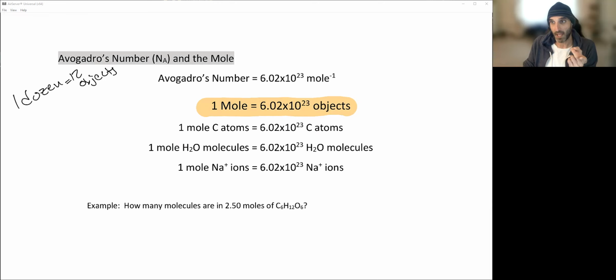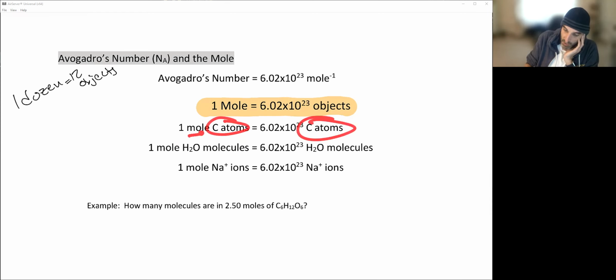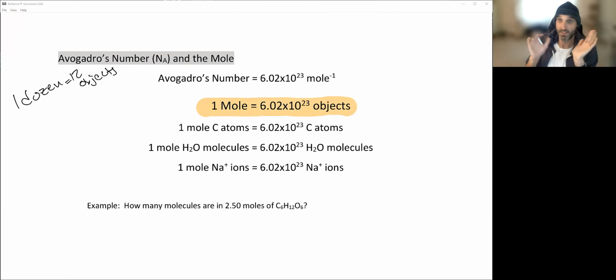So 1 mole of carbon atoms is 6.02 times 10 to the 23rd carbon atoms. Notice how it says carbon atoms. So what's changing is the quantity. So 1 mole represents this number, nothing more, nothing less. So a mole is just a number to figure out how many things we have here. In fact, we don't really use it all that often. We just have to understand the concept of it.